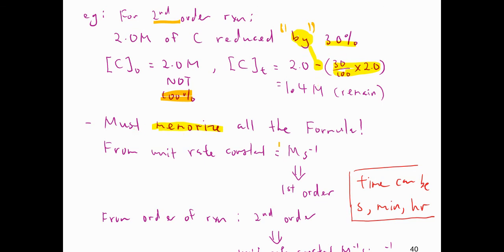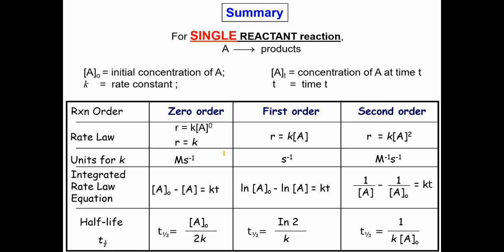You must memorize all the formulas, because from the units of the rate constant, you will know that it is first order. From the order of reaction, you will also know the units for the rate constant. And remember, the time can be seconds, minutes, or hours. So this is the summary of what you need to memorize: the rate law, units for the rate constant, the integrated rate law equation, and the half-life. So that's all for this part.